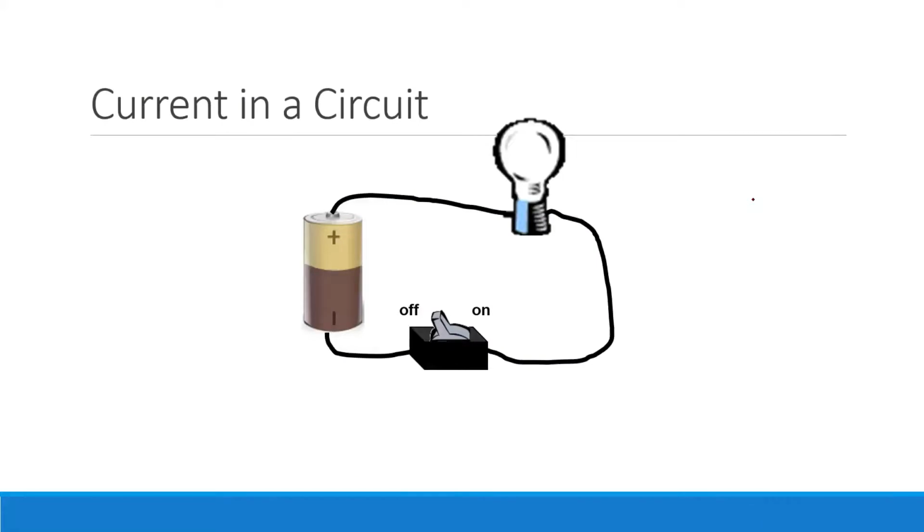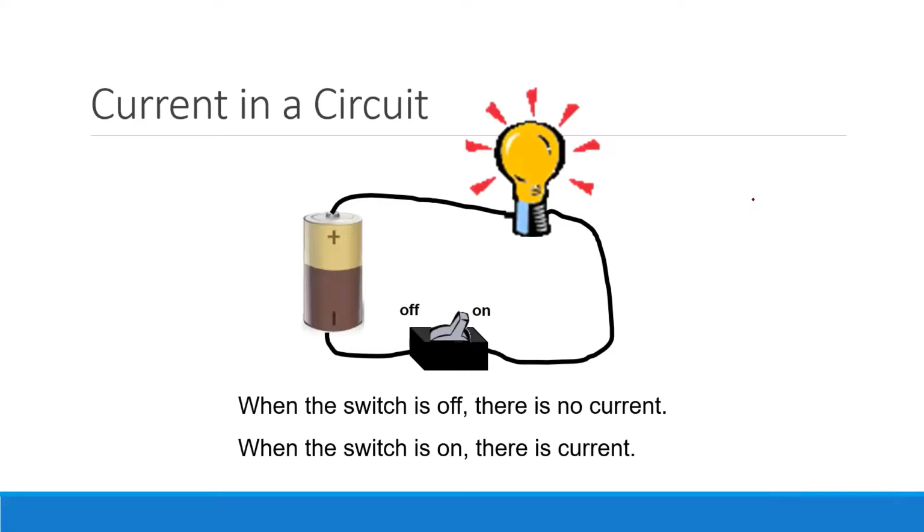In a circuit, when the switch is off, there is no current. When I turn the switch on, now there is a current, because now the charge can flow from the negative. The current, of course, can now flow because the switch is closed. The electrons have a reason to move.